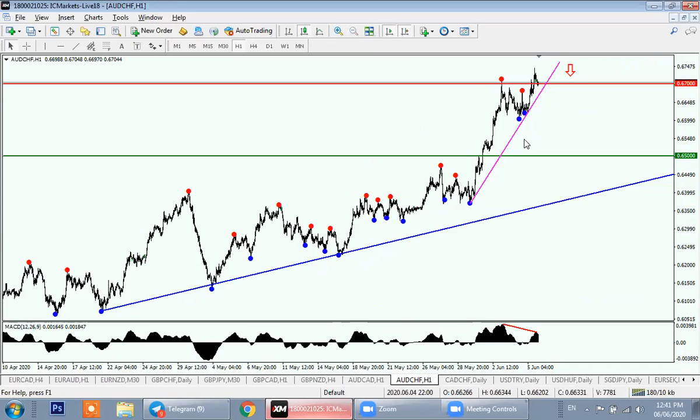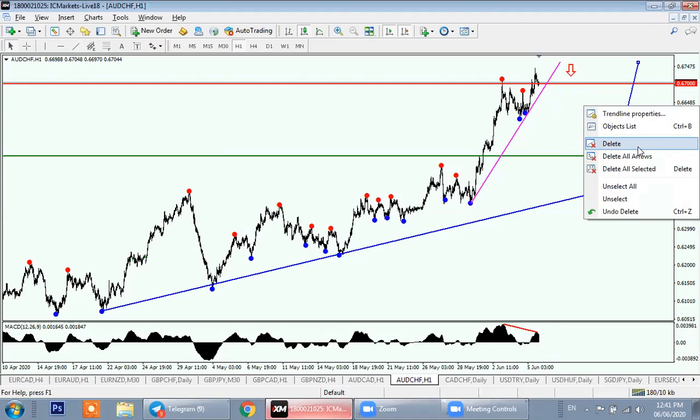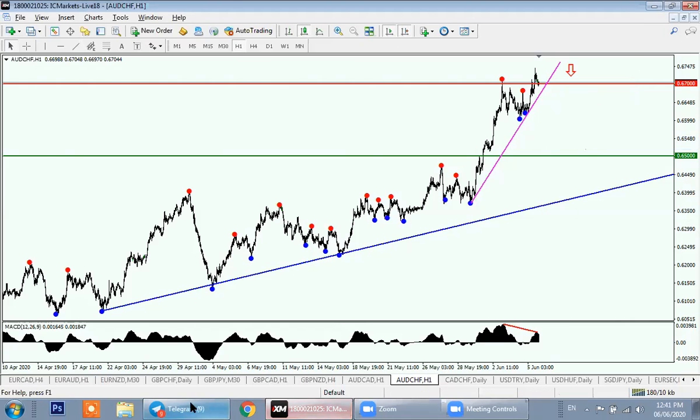Meanwhile, AUDCHF would be overall bullish. And as mentioned before, we'll be looking for objective buy setups if price retests our lower green zone. So that's it for AUDCHF.